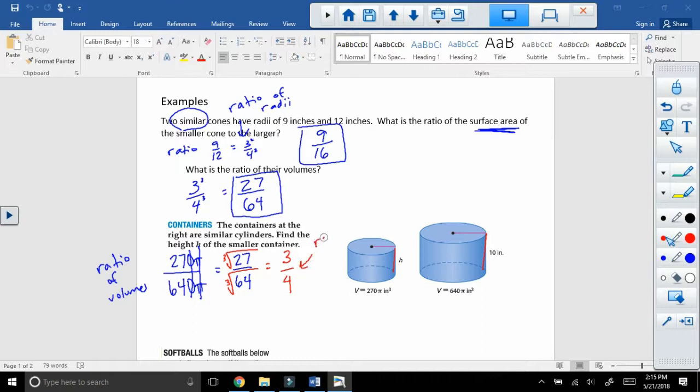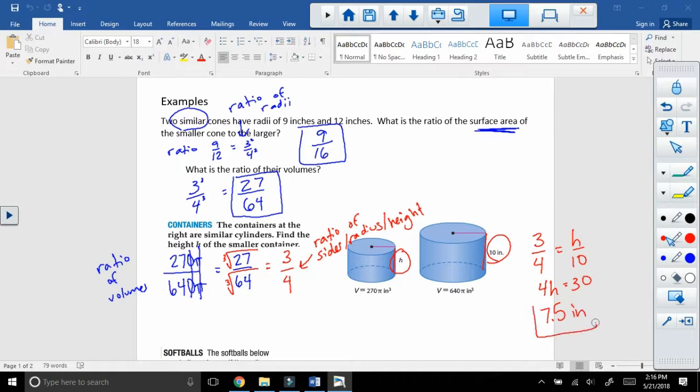This is the ratio of sides, or the radius, or in this case, the height, the scale factor between these two cylinders. So the scale factor is 3 to 4. I can set that up with the h and the 10, and then I can cross multiply and solve this. So 4h equals 30. 30, when you divide it by 4, you get 7.5. So the height would be 7.5 inches.